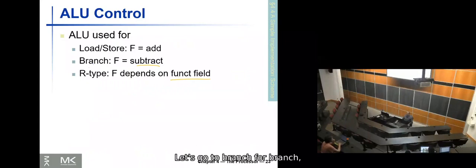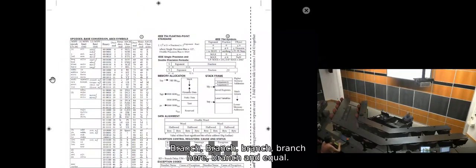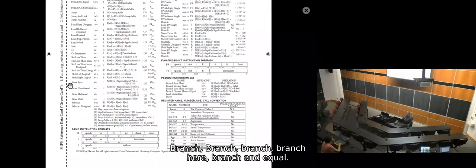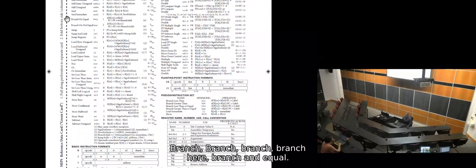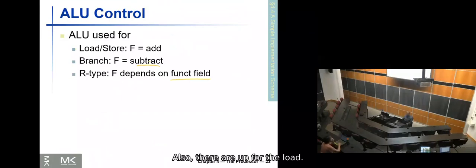Let's go to branch again. For branch, the function of ALU is subtract. How do we find out? From the instruction. Where is branch? Do you see branch here? Branch equal is 4 hex. The opcode is 4 hex. When we have opcode 4, it means that we have a branch, and it means that the ALU should perform a subtract.